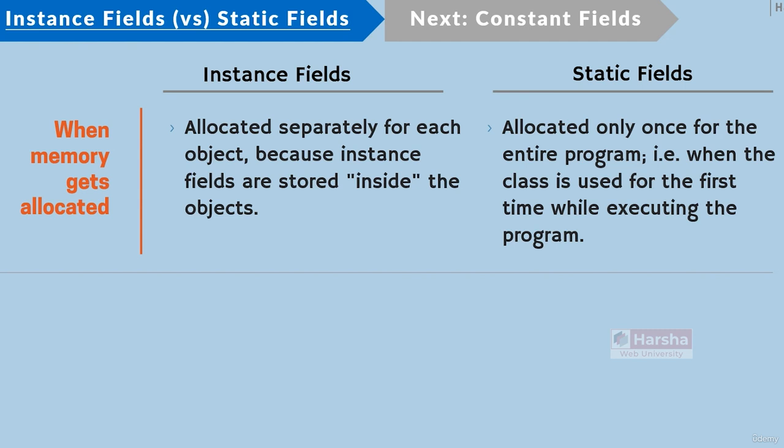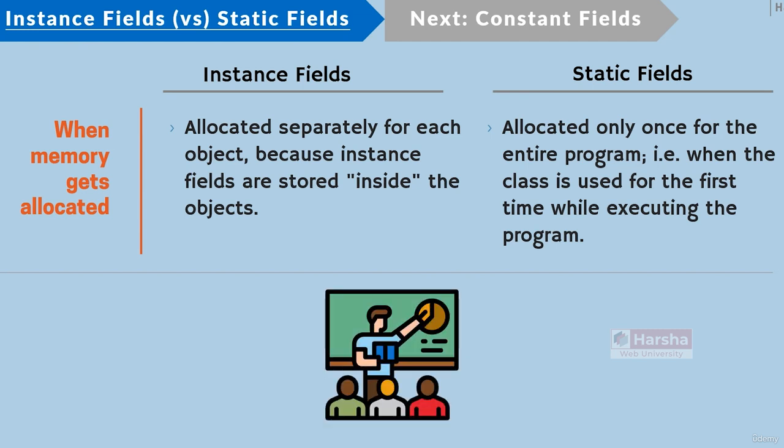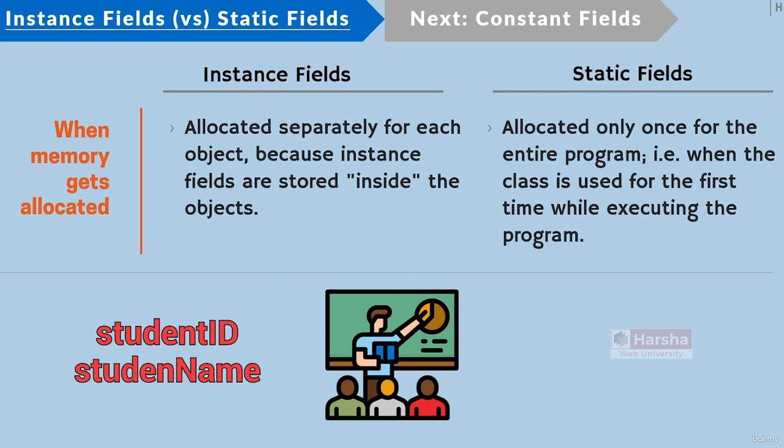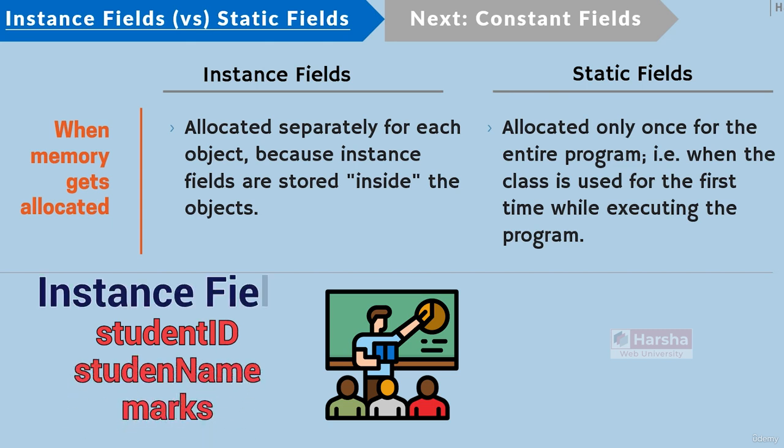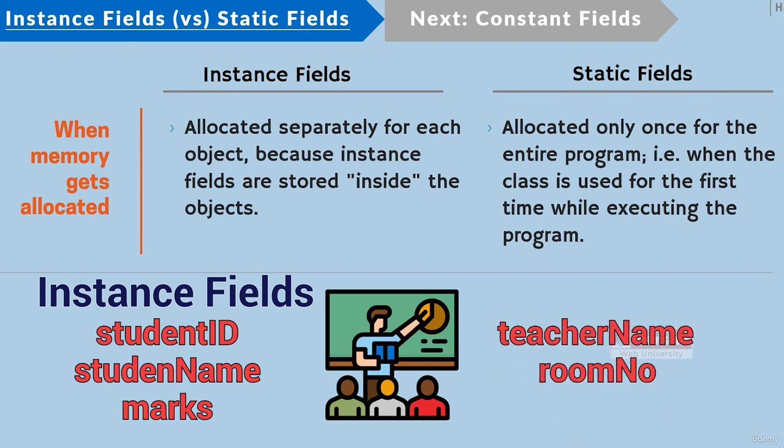So let us take a real-world example. Suppose there are 30 students in a classroom. Each student has their own student ID, student name, and marks. These are examples of instance fields. And the teacher name, room number is common for all the students. So those are examples of static fields.